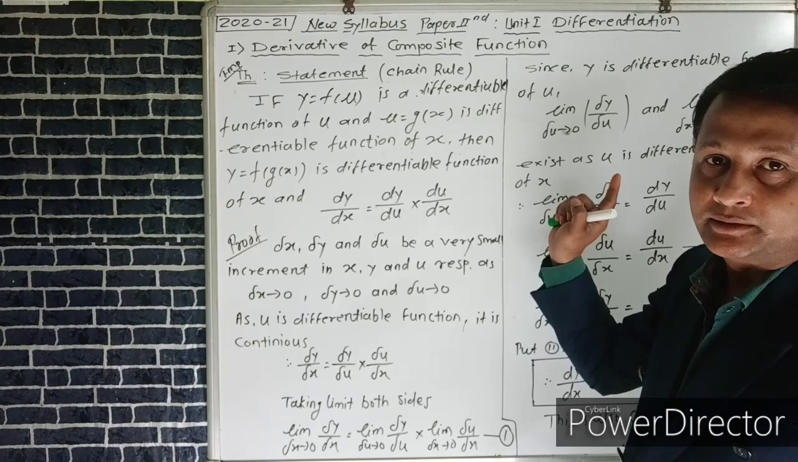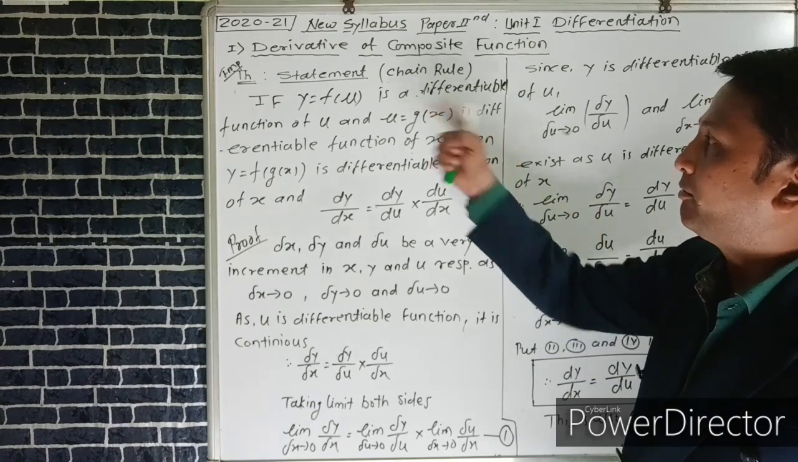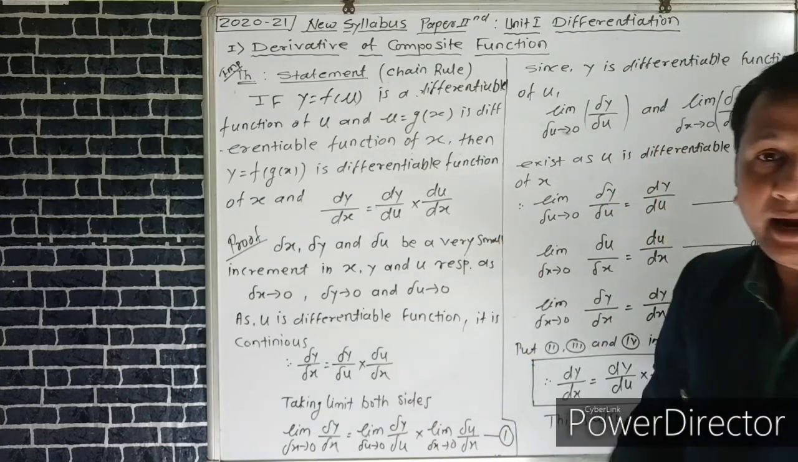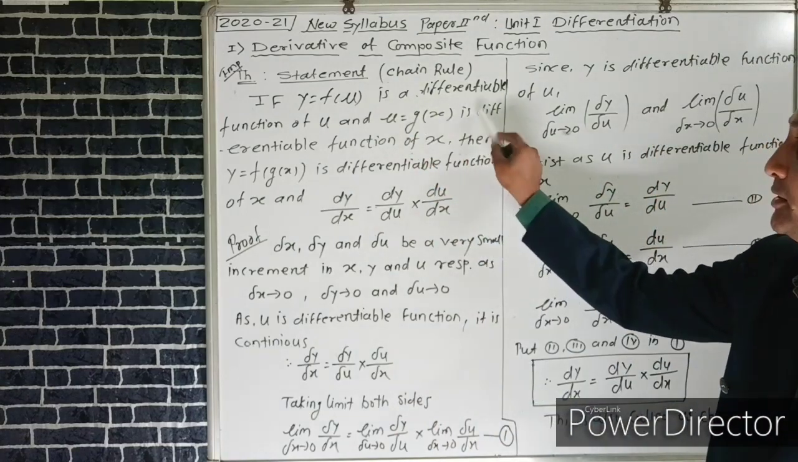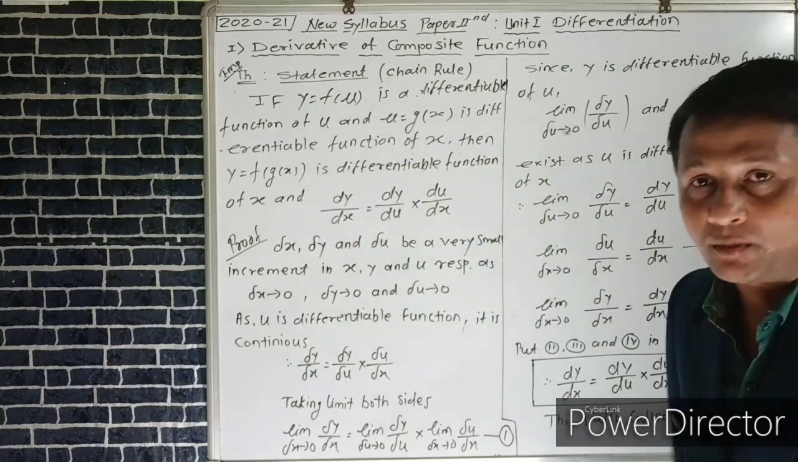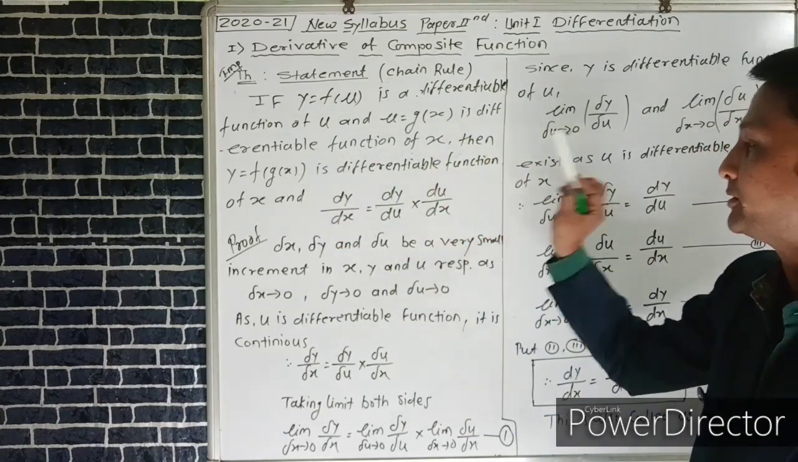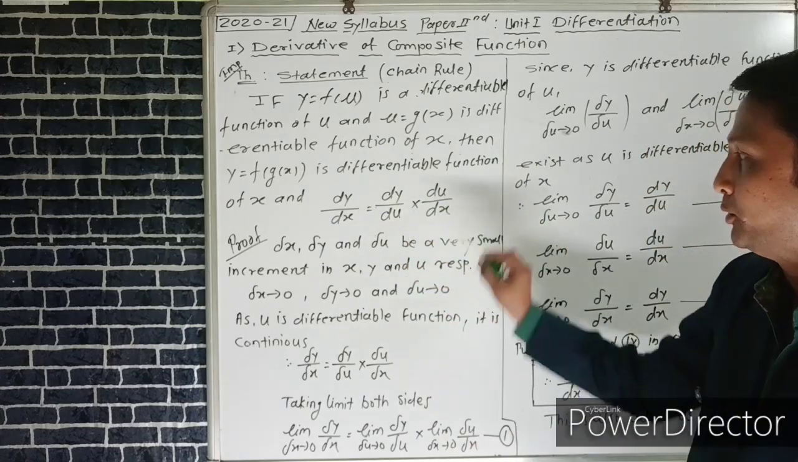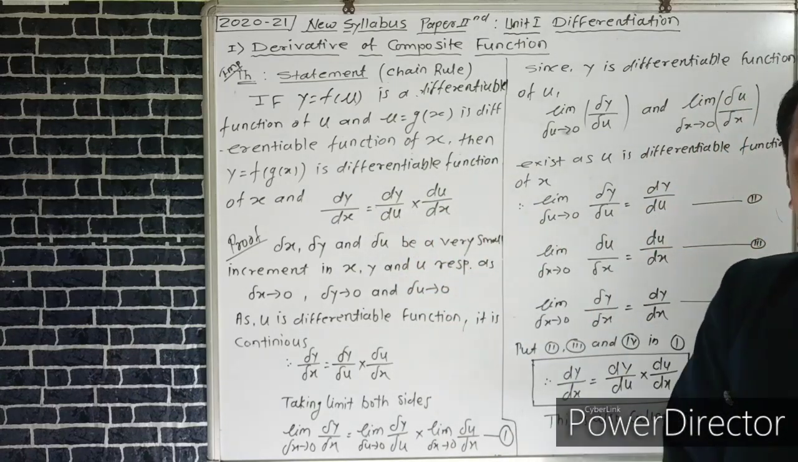Again, if y is equal to f of u is a differentiable function of u and u is equal to g of x is a differentiable function of x, then y is equal to f of g of x is a differentiable function of x and dy by dx is equal to dy by du into du by dx.